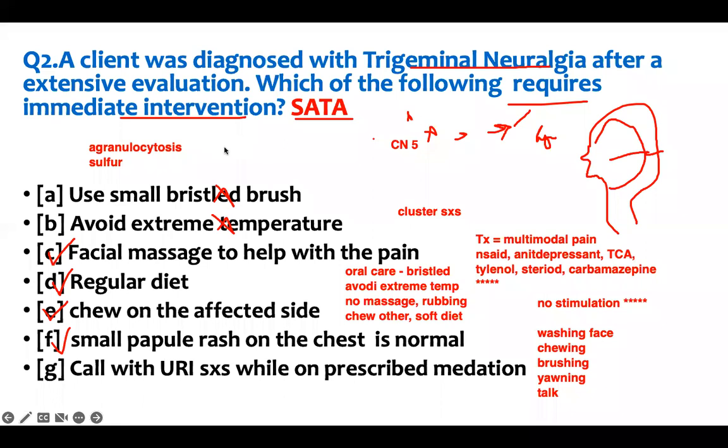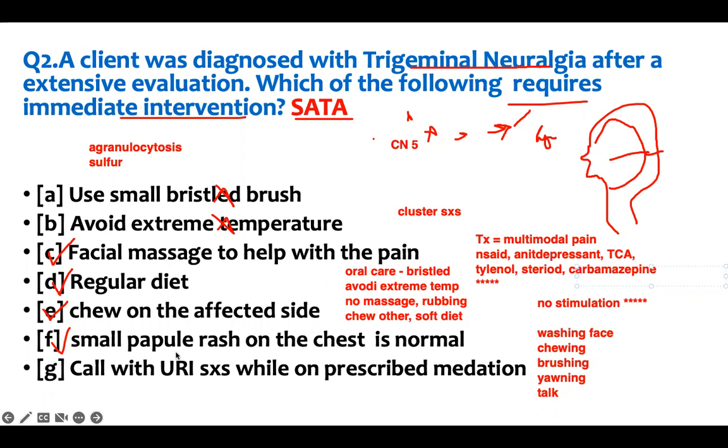The treatment of choice for trigeminal neuralgia is carbamazepine. It is an anti-seizure medication, as I've spoken about earlier. And the two side effects of that are agranulocytosis and it being a sulfur drug, so you got to pay attention. Being a sulfur drug, it leads to photosensitivity and what we call Steven-Johnson syndrome. And Steven-Johnson syndrome presents like a small purple rash on the chest.